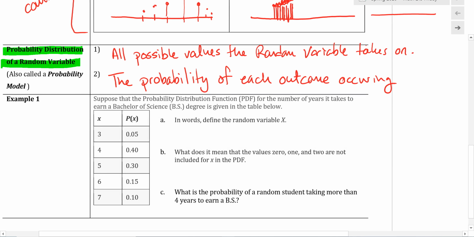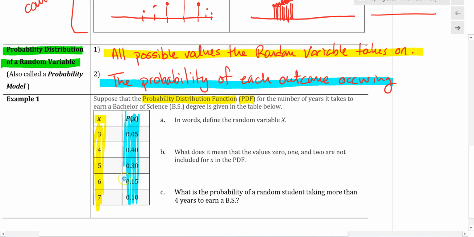So here's an example. They say that suppose the probability distribution function, shortcutted to PDF, we'll see that a lot, for the number of years it takes to earn a bachelor's degree is given in the table below. So this is my random variable, and it represents the number of years that it takes to earn a Bachelor of Science degree. What they've done is they've listed two things. They've listed all possible values that the random variable takes on, according to the study they did, and then they tie to it the probability of each outcome occurring. That's what we're looking at here.